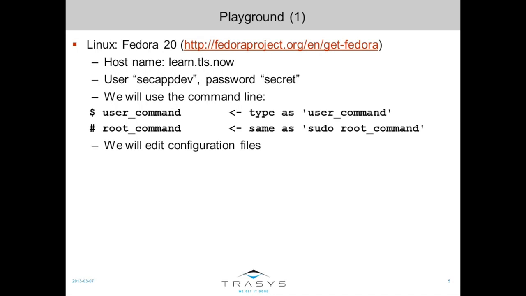I'm using on the virtual machine a Fedora distribution of Linux, version 20. It's new. And I've configured the virtual machine to have the host name learn.tls.now so that I don't have any clashes with real websites on the internet in case you run it and it's plugged into the network. You will not need network connectivity, except perhaps if you want to install additional packages. And the user I created on it is secappdev with a password secret.